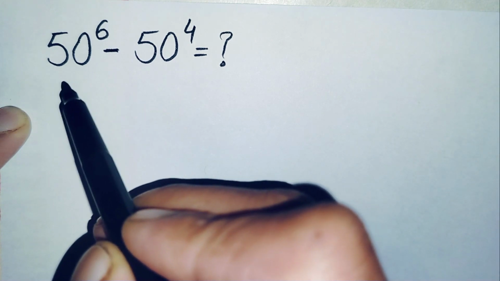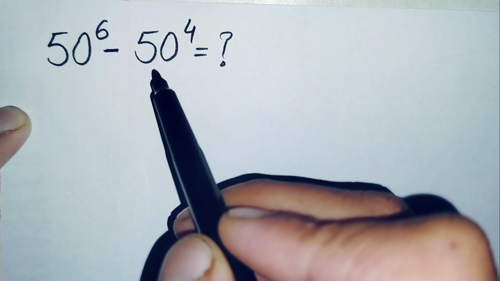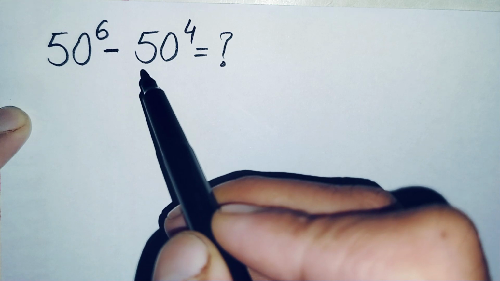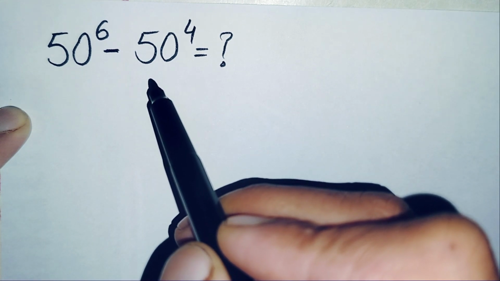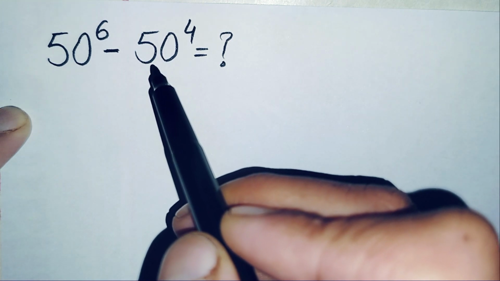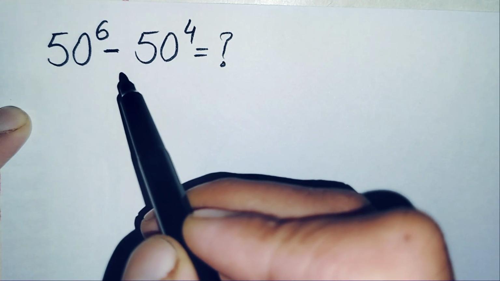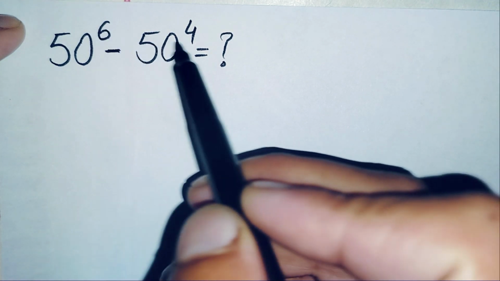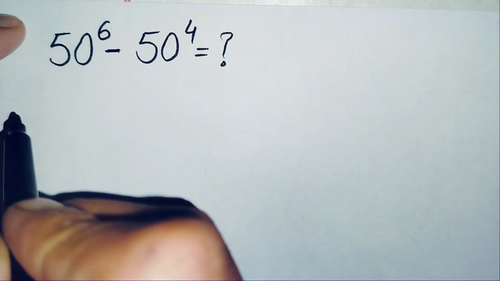One is to find out the value of 50 raised to power 6 and 50 raised to power 4 separately and substitute those values here. And the second method is to use an algebraic identity, the a square minus b square identity. So here we will try to solve this problem using the second approach. First of all, we will factorize the powers 6 and 4.